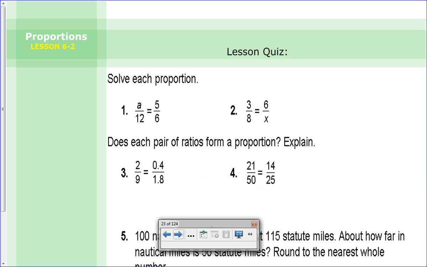All right, that was your lesson for tonight. Tonight we looked at proportions and using cross products to solve them.